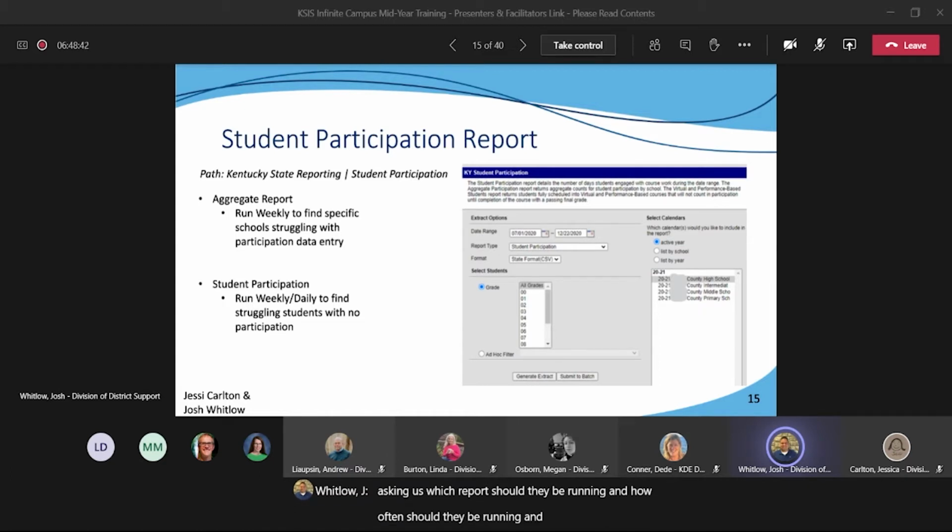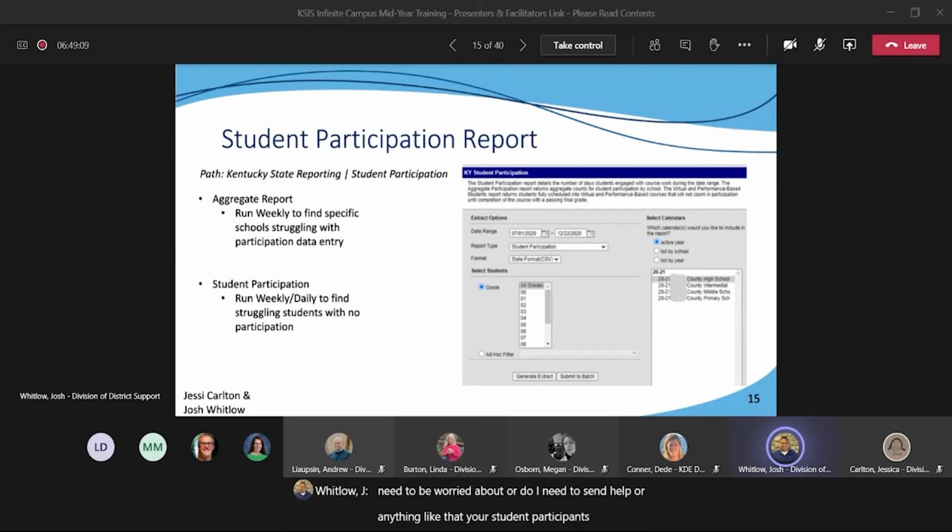And so the aggregate report, me personally, if I was still in the district, I would be running it weekly. And that's just to see if you have any schools in your district that are struggling with participation entry. You can reach out to your clerks or your principal and say, hey, your participation is low right now. Do you have anything going on that we need to be worried about, or do I need to send help or anything like that?